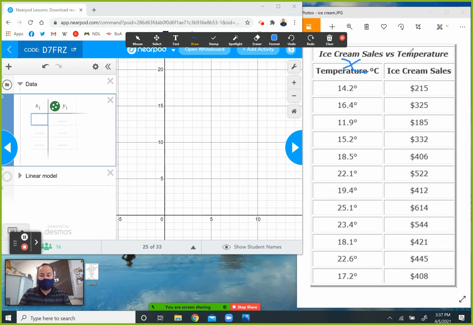This is X and this is Y. Write the equation to 1 decimal place, and then the R value to 3 decimal places. Okay.